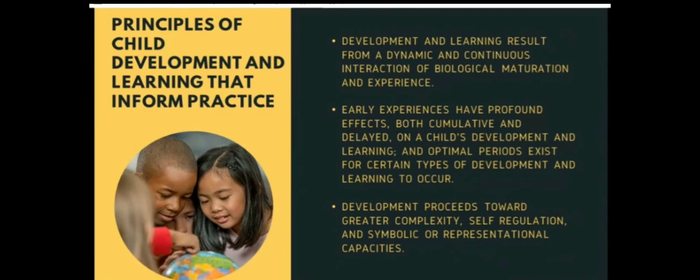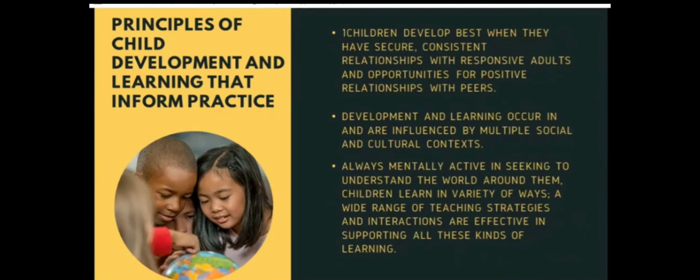Early experiences have profound effects, both cumulative and delayed, on a child's development and learning, and optimal periods exist for certain types of development and learning to occur. Development proceeds toward greater complexity, self-regulation, and symbolic or representational capacities. Children develop best when they have secure, consistent relationships with responsive adults and opportunities for positive relationships with peers. This is the reason why family orientation is very much important.